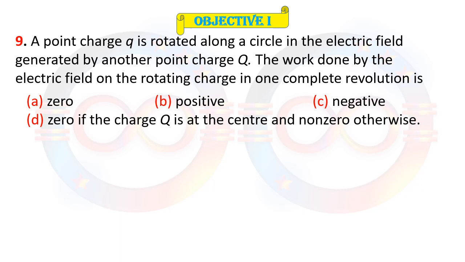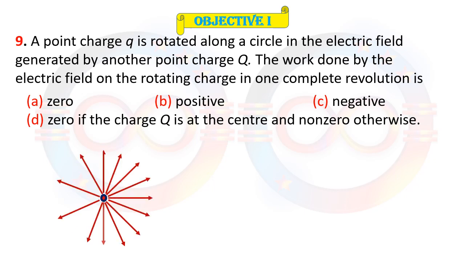You can take the example of an electron and nucleus. Electrons are revolving around the nucleus and there is no net work done. Or you can solve this question by another method. Suppose this is the particular point charge and the electric field lines originate radially outward. We know that equipotential surfaces would be in the form of concentric circles or concentric spheres, and if a charge is moving on this equipotential surface from one point to another, work done will be delta V into Q. Delta V is 0, so work done would be equal to 0.